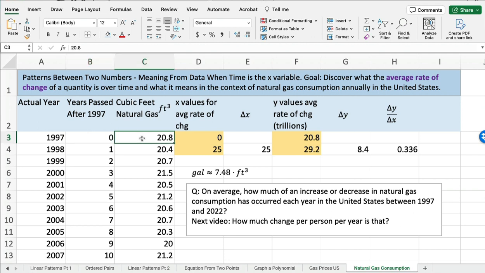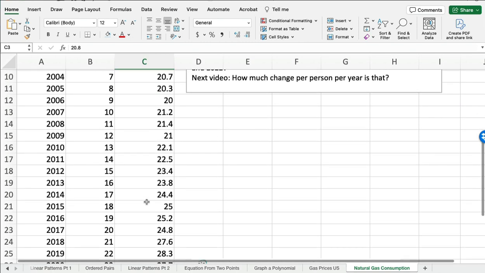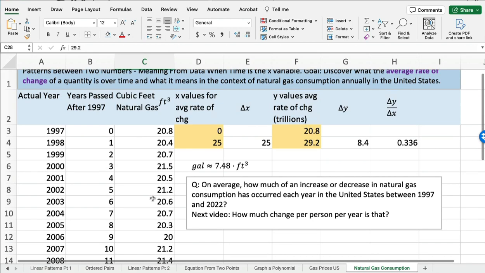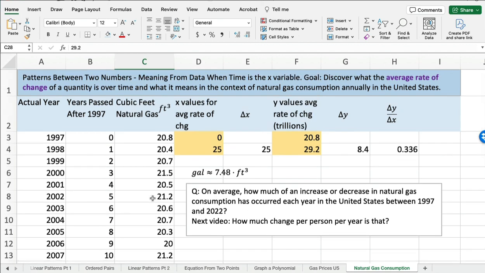And then column C, these are our numbers that we already discussed. These are numbers in trillions of cubic feet. So the 20.8 is just to make it a little bit more of a manageable kind of number. And then all the way down to the year 2022, these are numbers in trillions. So 29.2 was the number of trillions of cubic feet of natural gas that were consumed in the United States.